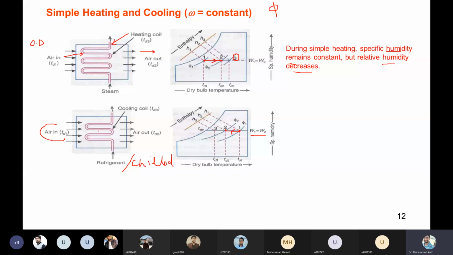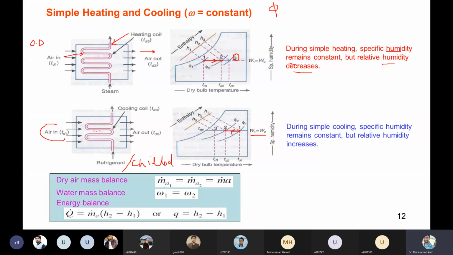As a result, the water vapor will condense when it comes to the surface of the coil. In our domestic air conditioner, this is basically what is happening. We are not achieving only cooling. Along with the cooling, we are also getting the dehumidification process, so that the relative humidity is not increasing. Right? So in simple cooling, omega remains constant, but the phi value is increasing.